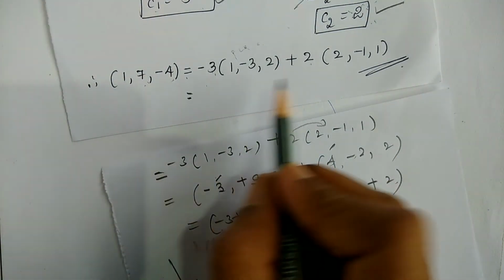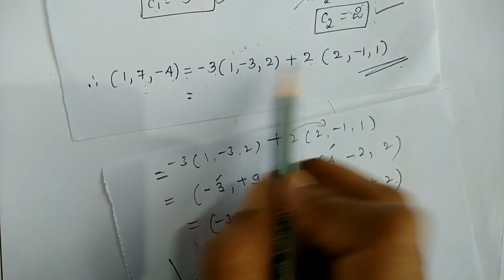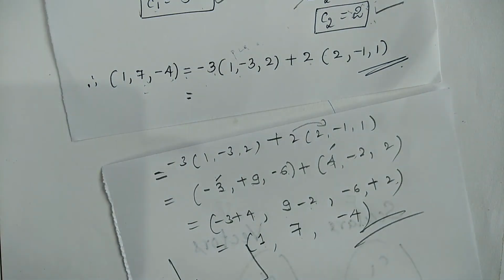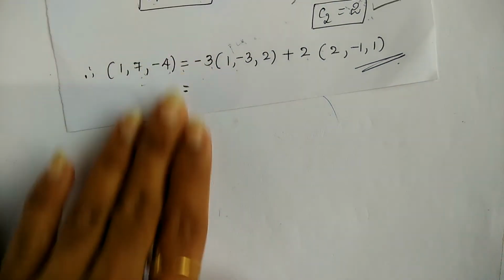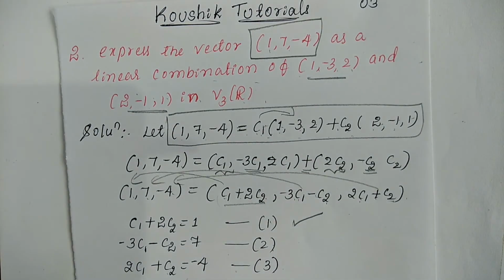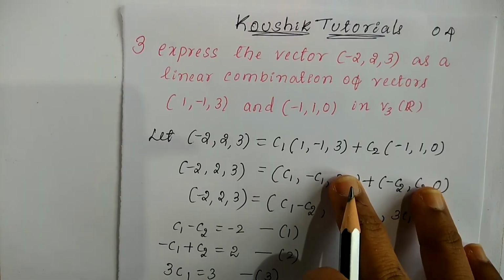So therefore our scalars are correct and it can be written as a linear combination of these vectors. Is it okay? So this is the verification step. Next, this is the second problem, similar to the previous problems. So here is the next problem.